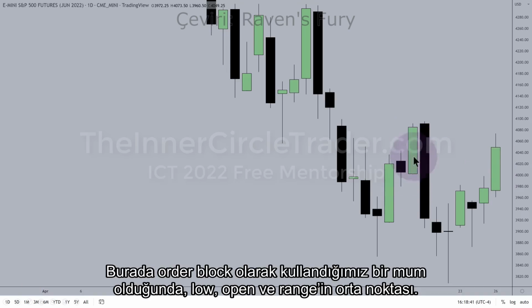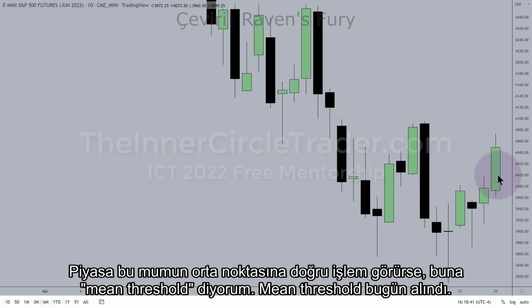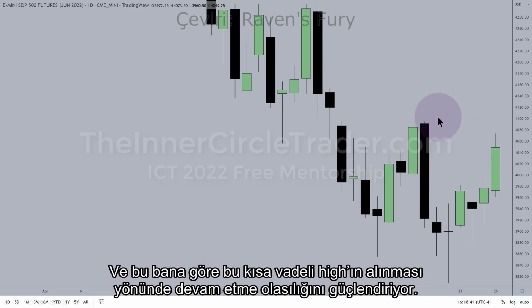But in here, when we're looking at a candle that we're using for like an order block, the low, the open, and the middle of the range, those are the three sensitive areas that you're watching for. If the market trades up into the middle point of that candle, this is what I call the mean threshold. Mean threshold was taken today, and that to me bodes well for a continuation to take out this short-term high.